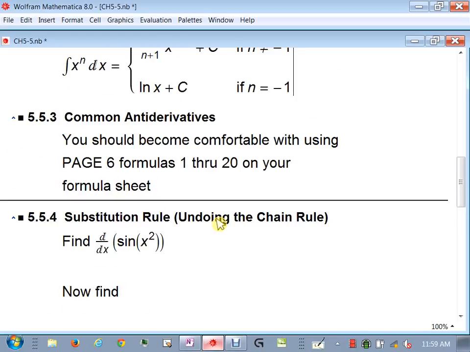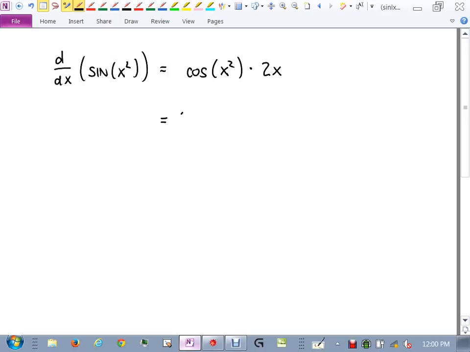I would like for everyone right now to find the derivative of sine of x squared. What is the derivative of sine of x squared? So what rule are you going to have to use here? Chain rule, right? The derivative of sine of something is cosine of that something, the argument, times the derivative of the argument. The derivative of the argument is what? 2x. So this is really just 2x cosine x squared. That's the derivative, not antiderivative, that's the derivative.